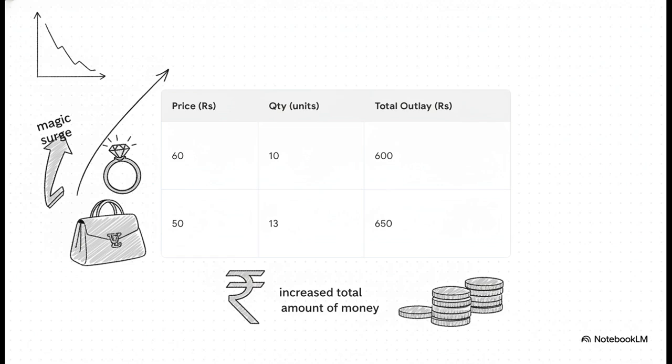The quantity demanded shoots all the way up to 13 units. Let's calculate that new outlay. 50 times 13 equals 650 rupees. By making the product just a little cheaper, the business tapped into a tidal wave of latent demand and actually boosted their total cash intake.